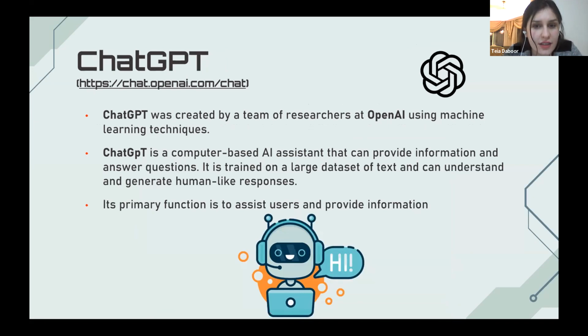ChatGPT was created by a team of researchers at OpenAI using machine learning techniques. ChatGPT is a computer-based AI assistant that can provide information and answer questions. Its primary function is to assist users and provide information. Please keep in mind this slide because I'm going to come back to it at the end of this presentation.